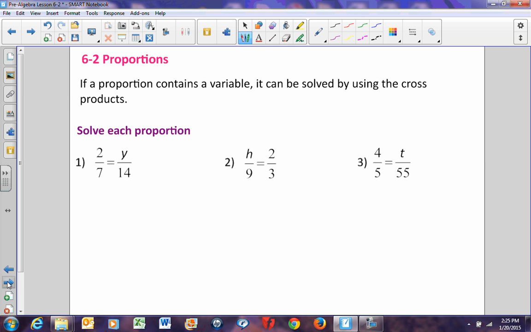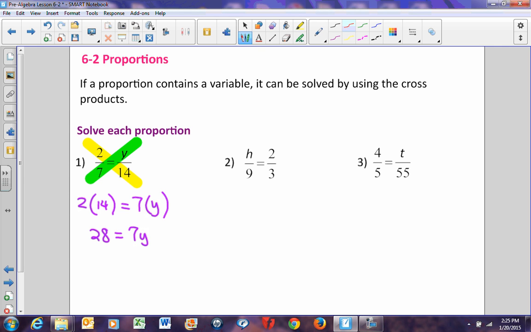So if I was going to solve this first proportion, 2 over 7 equals y over 14, I will do the cross products. In other words, I will multiply 2 times 14, and that will equal y times 7. So 2 times 14 is 28, and that equals 7 times y, which is 7y.